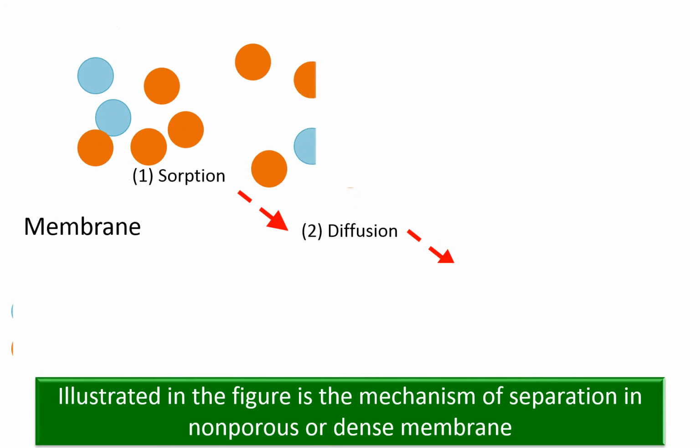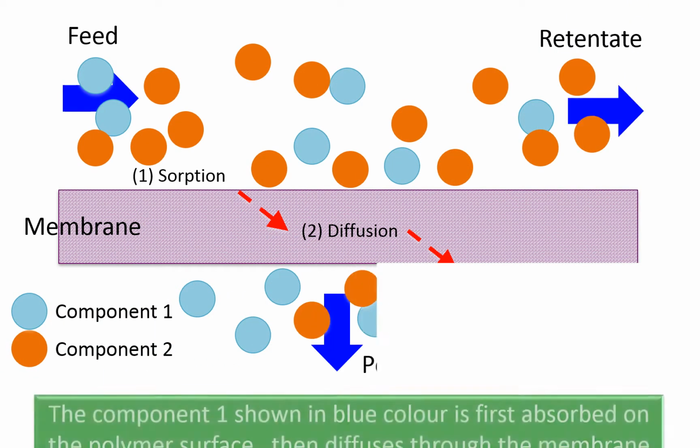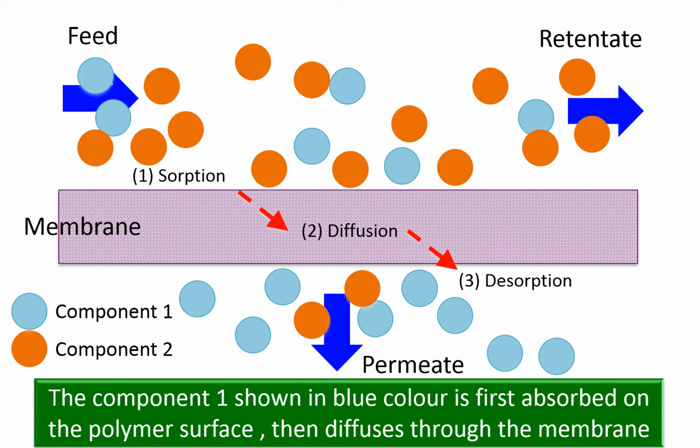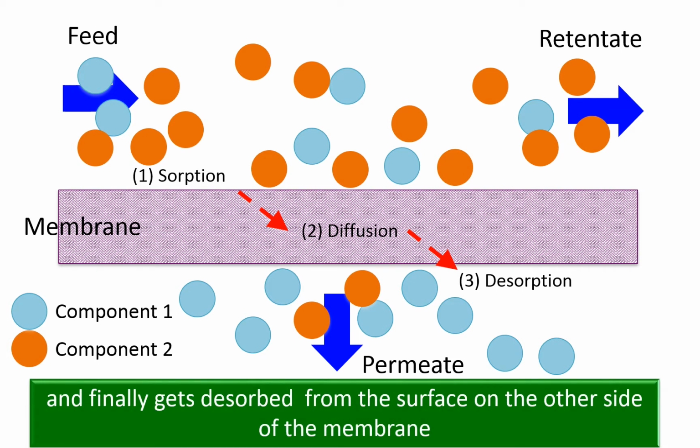Illustrated in this figure is a mechanism of separation in a non-porous or dense membrane. The component 1 shown in blue color is first absorbed on the polymer surface, then diffuses through the membrane. Finally, gets desorbed from the surface of the membrane on the other side of the membrane.